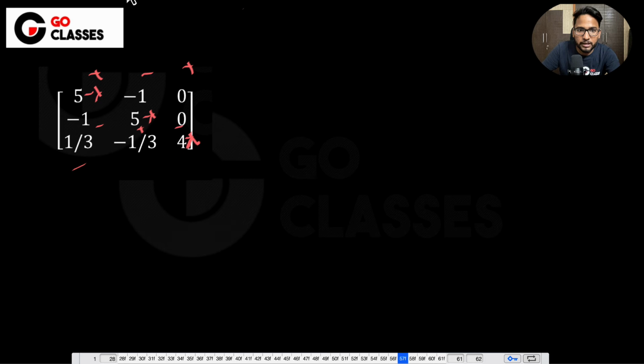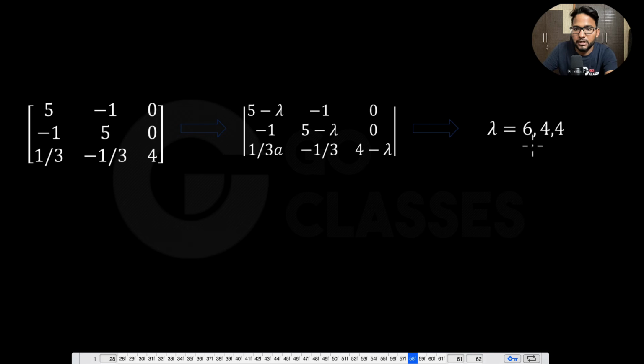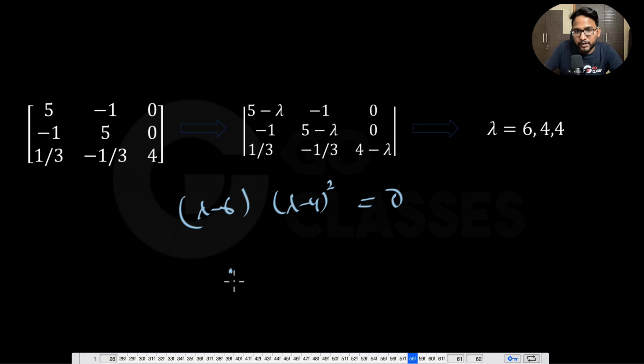Now let me quickly expand with respect to this 4 minus lambda, or maybe I have the answers on the next page. Yes, if you solve this determinant, the answers are 6, 4, 4. So if you solve for lambda, you get something like lambda minus 4 squared equal to 0. Since the 4 is repeating 2 times, I write 4 two times, and 6 is repeating 1 time, so I write it once.